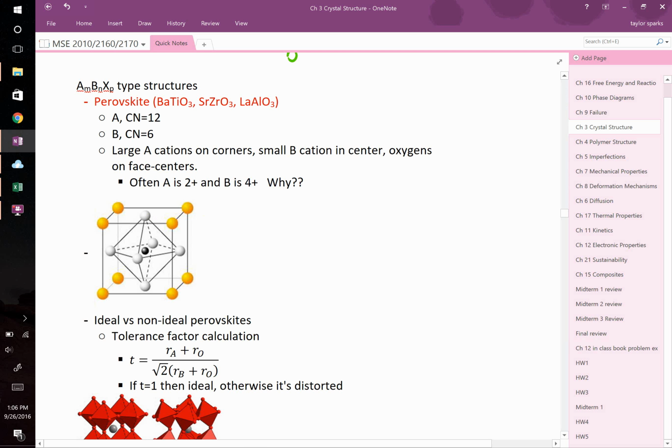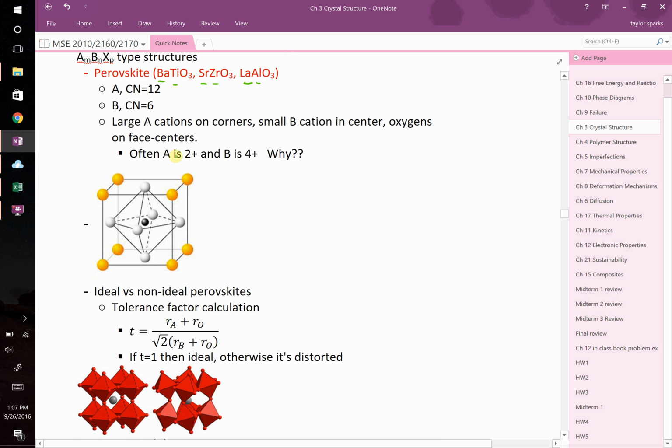So things like your rare earth, like lanthanum, is going to go there, or barium, which is huge. Strontium's not that huge, but it's bigger, right? Those things are going to go on the A site, right? And then you can fit a really small cation, something with a 6 coordination number in the middle, right? So that's going to be your titanium 4+, zirconium 4+, aluminum 3+. Those are much smaller, right? So they're going to sit in the middle. And then on the faces, you've got your oxygen, okay?